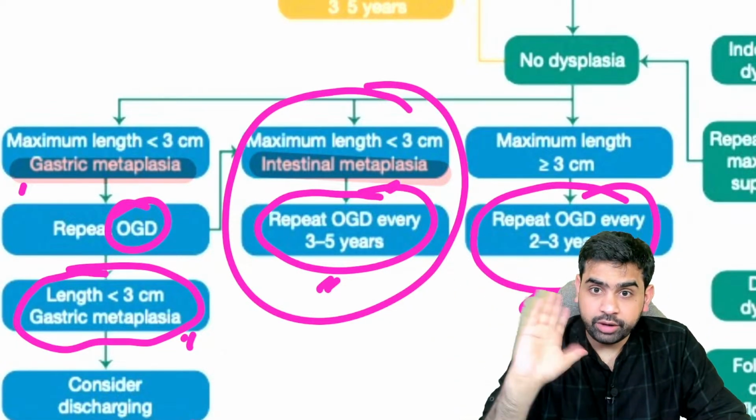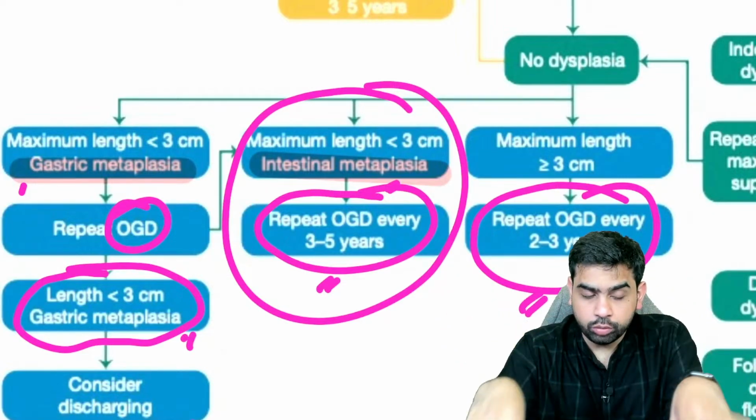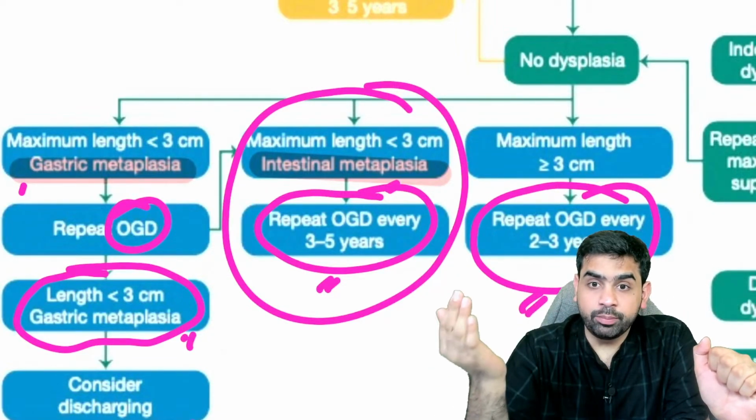Now why on earth am I emphasizing this? Because they have asked you, right? If there is a patient for an upper GI endoscopy, you found that there is a metaplasia, when are you going to repeat the upper GI endoscopy?